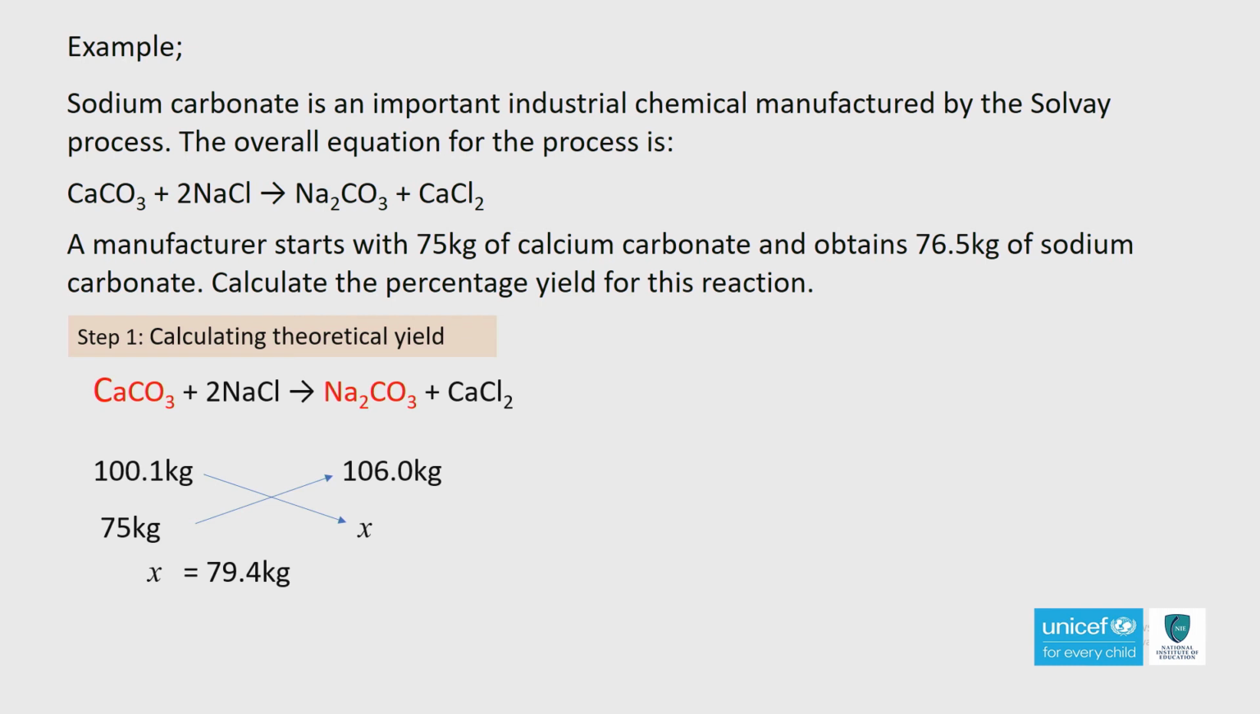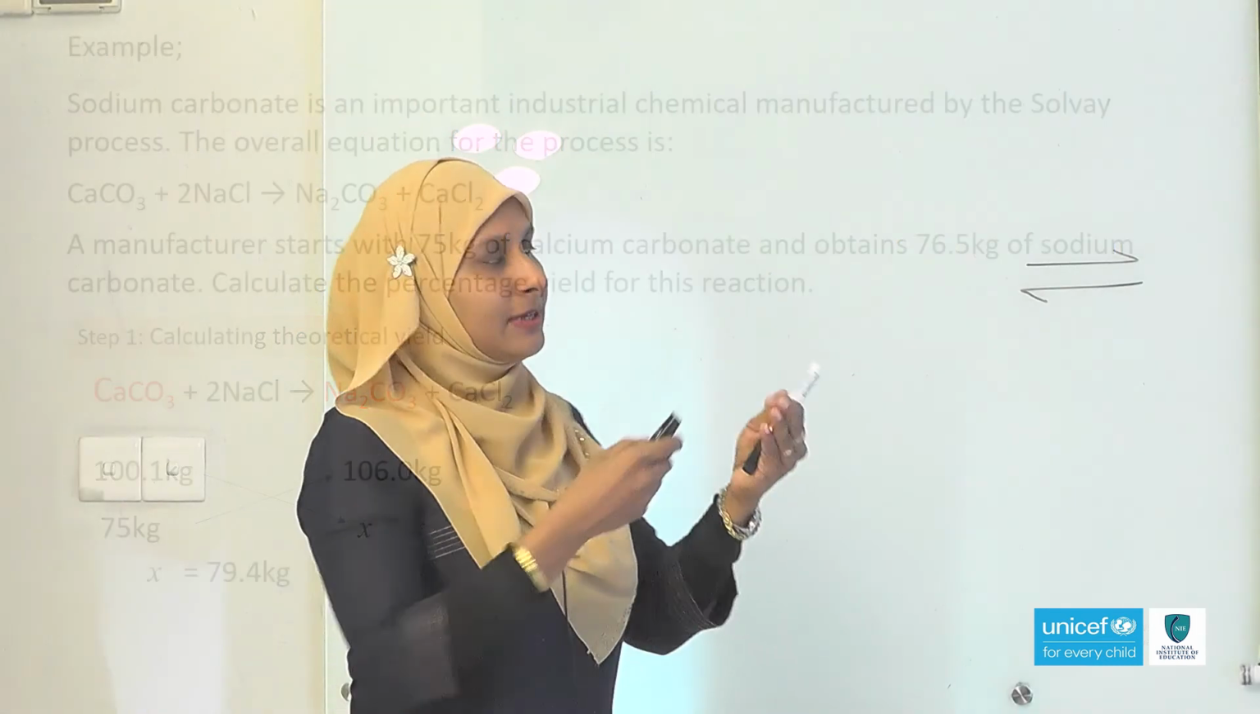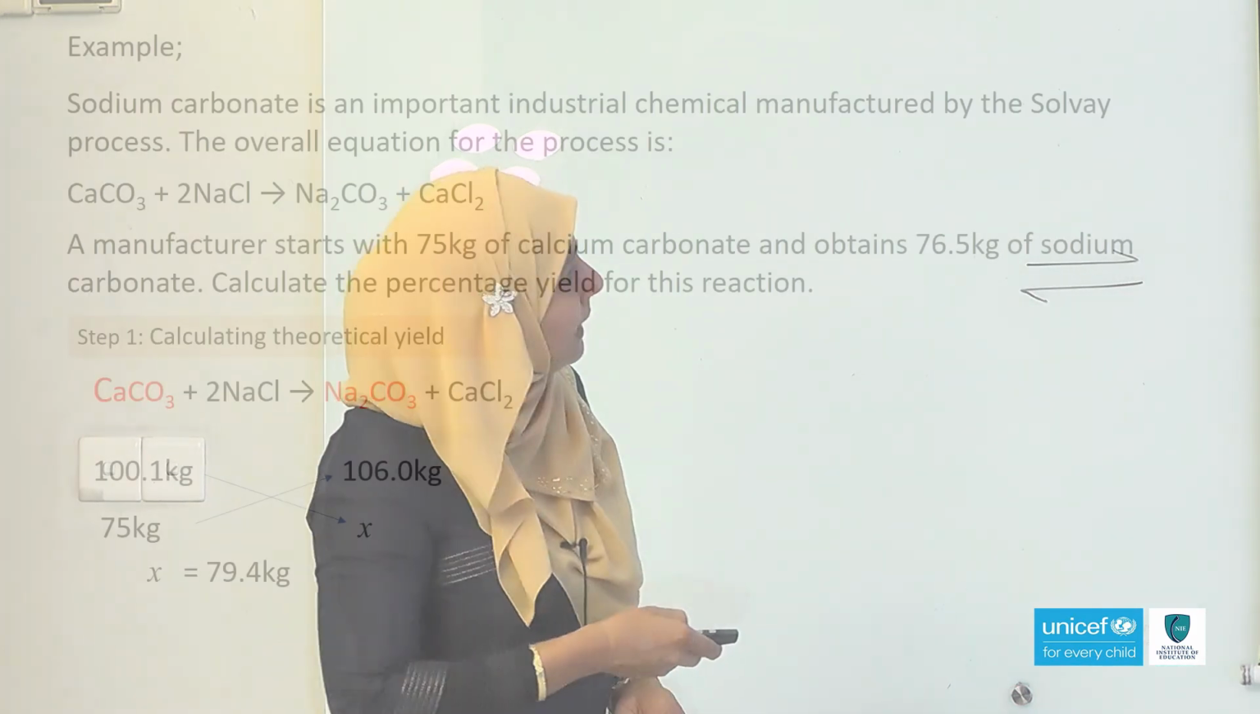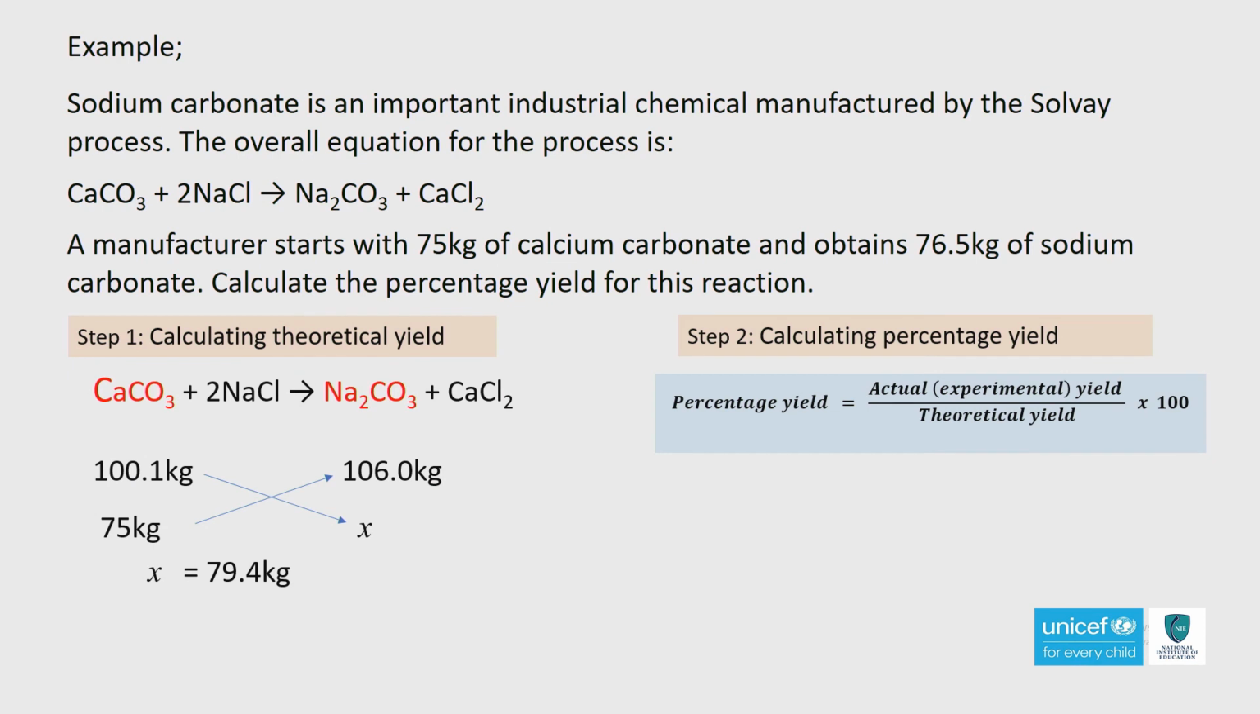On the other hand, we have sodium carbonate. You do the same, work out the relative molecular mass, and we get 106 kilograms. So 75 kilograms of calcium carbonate will produce how much? Now in this one I am using kilograms because it's a ratio and proportion where we are using the same units. Step 2, calculate the percentage yield.